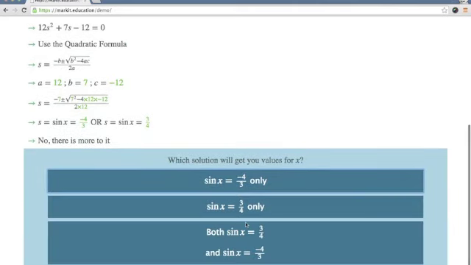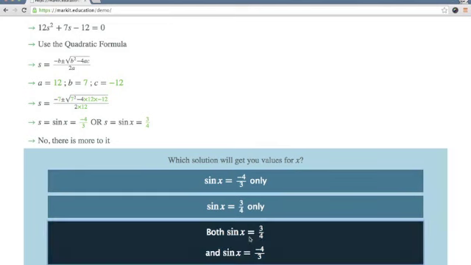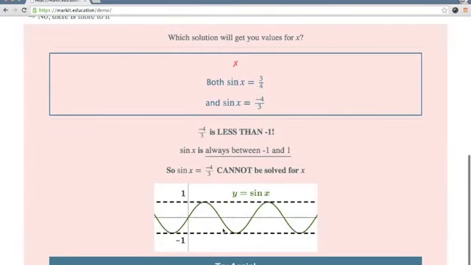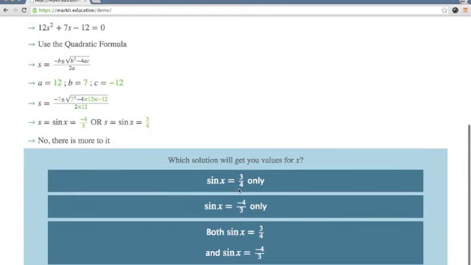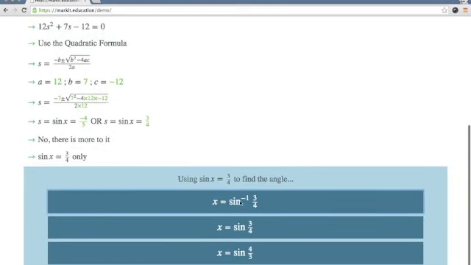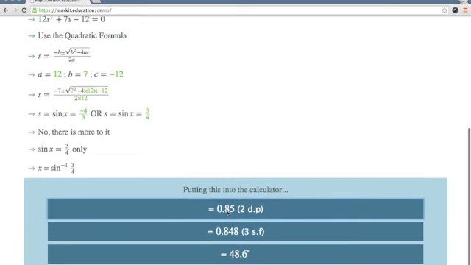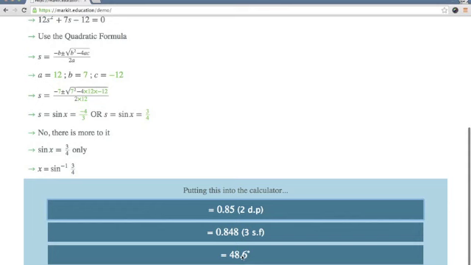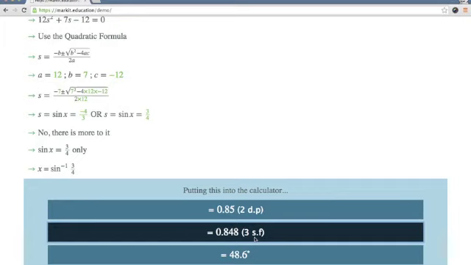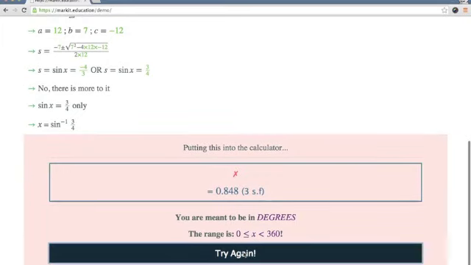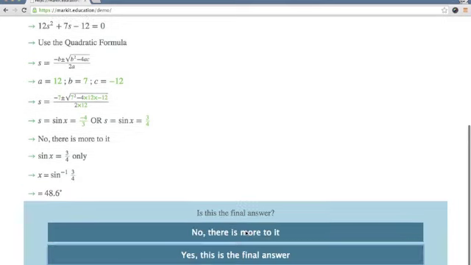Then I need to pick which solutions will actually get me values for x. So if I pick that one, it will give them an image of the sine graph and tell them that sine is always between minus 1 and 1. So this is not a valid solution. So they would have to pick this one only. They then put the inverse into the calculator, making sure they're in degrees. So I've put some solutions in here in radians just to let them know that that's not the right way to do this. They have to be in degrees.